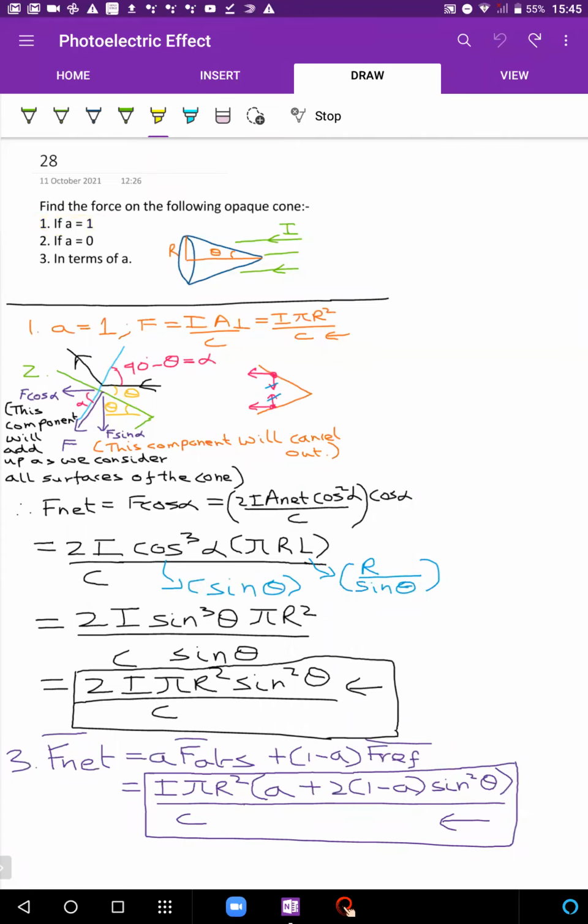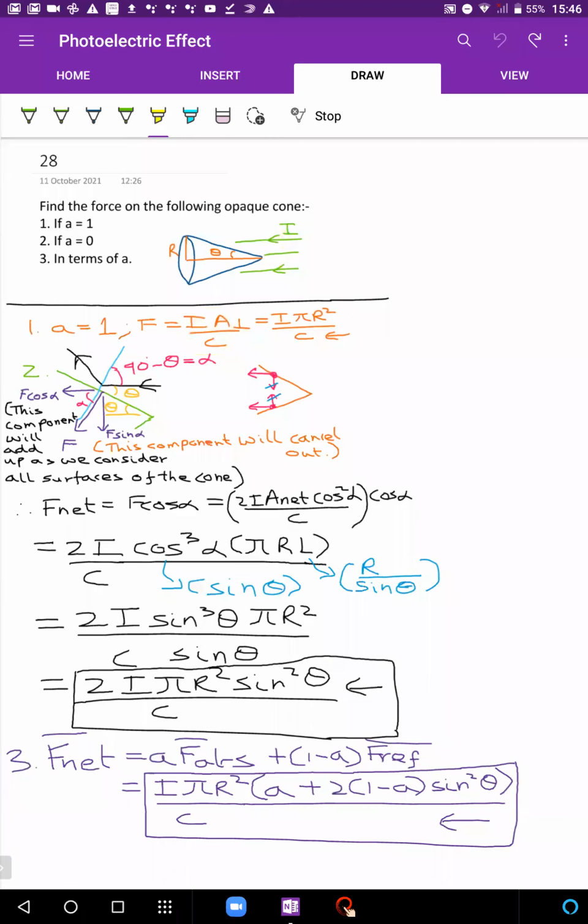Fully absorbing का एक shortcut है, force is I into projected area by C. तो cone का अगर projected area लोगे perpendicular to the incoming light, you will see a circle. cone को light के direction से देखो, सामने से देखो, circle दिखेगा, right? So circle दिखेगा, इसके लिए the projected area in that plane is pi r square. So I pi r square by C is the force on an absorbing cone.